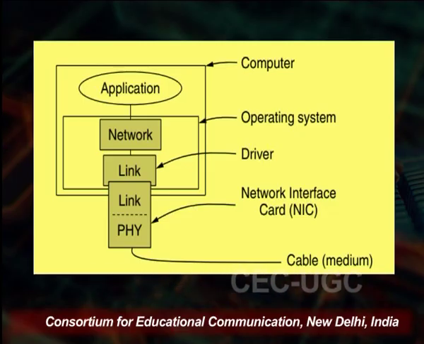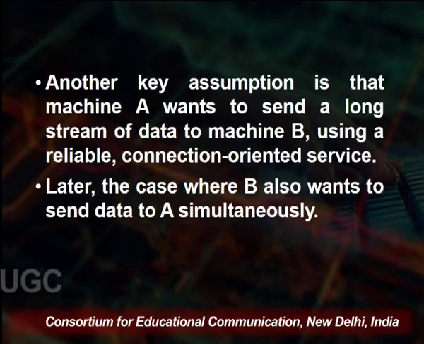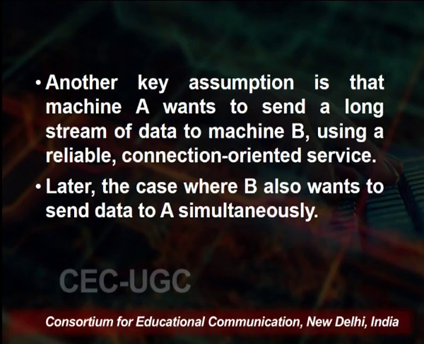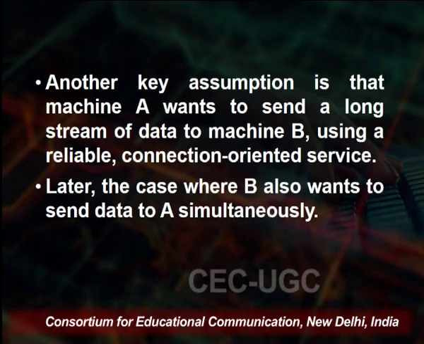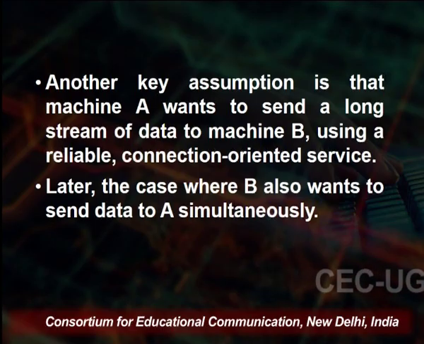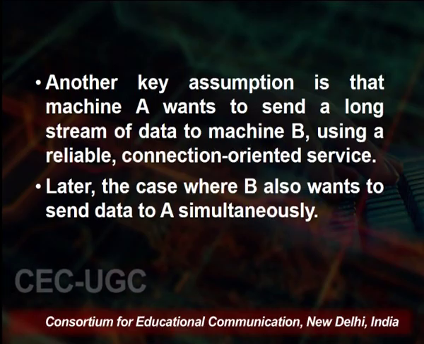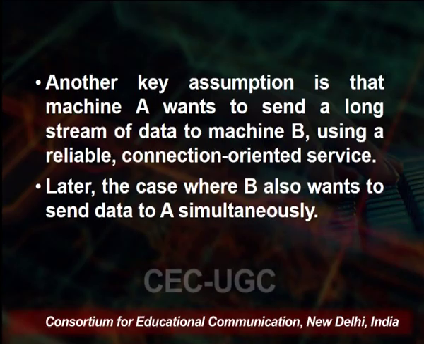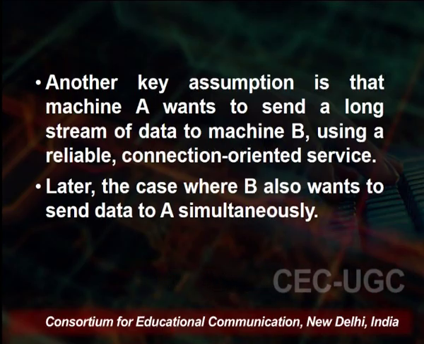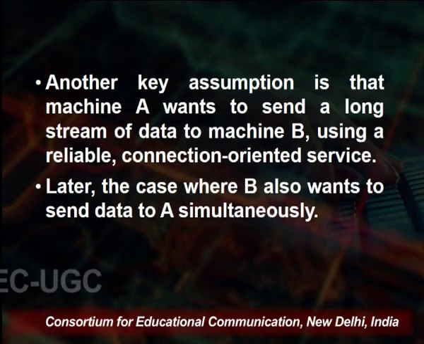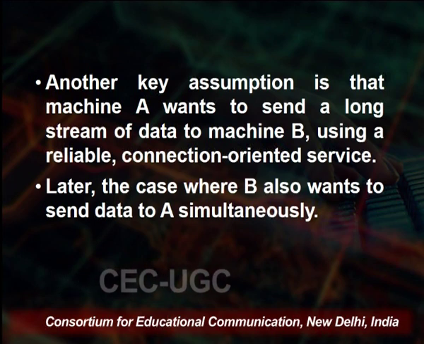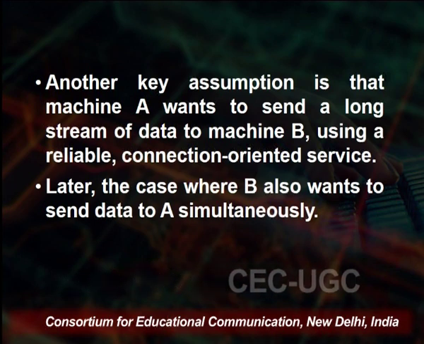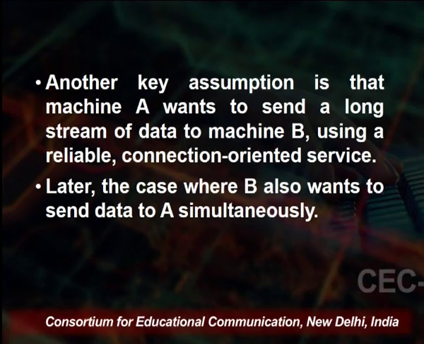Moving further, for the first protocol which we are going to consider, another key assumption is that there are 2 machines, machine A and machine B, where machine A wants to send a long stream of data to machine B. However, the requirements here are that the connection should be reliable and a connection oriented service. Later on we will see what will happen if B wants to send data to A simultaneously.